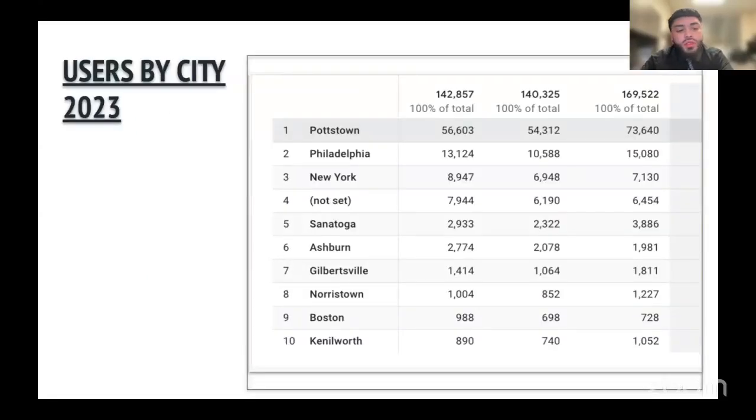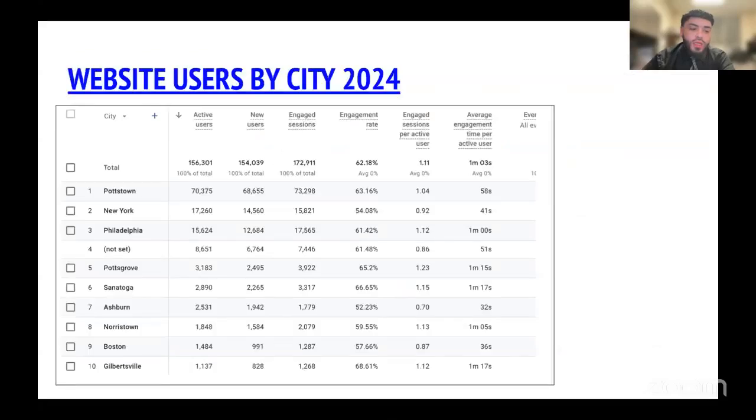This is our users by cities in 2023. So you can see Pottstown's on top, and you see other cities like New York, Philadelphia, Boston, and the reasons again are because of alumni and families. In 2024, again, Pottstown's on top, with New York taking second, followed by Philadelphia.